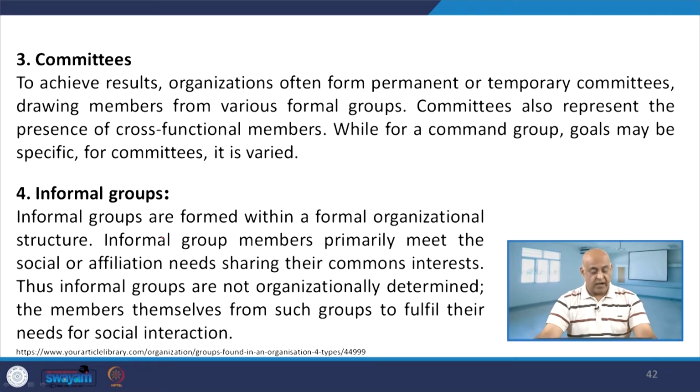Informal groups are formed within a formal organizational structure. Informal group members primarily meet social or affiliation needs, sharing their common interests. Thus, informal groups are not organizationally determined. The members themselves form such groups to fulfill their need for social interaction. So we started with the formal groups and ended with the informal groups. Whether you have formal or informal groups, it has to be decided what the purpose is for which the group has been formed, and then once it is formed, the organization will support them, maybe legally or informally.